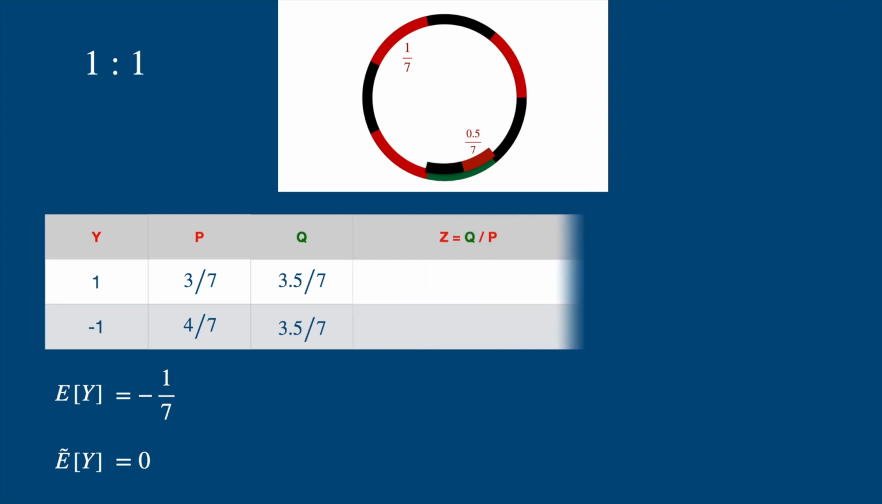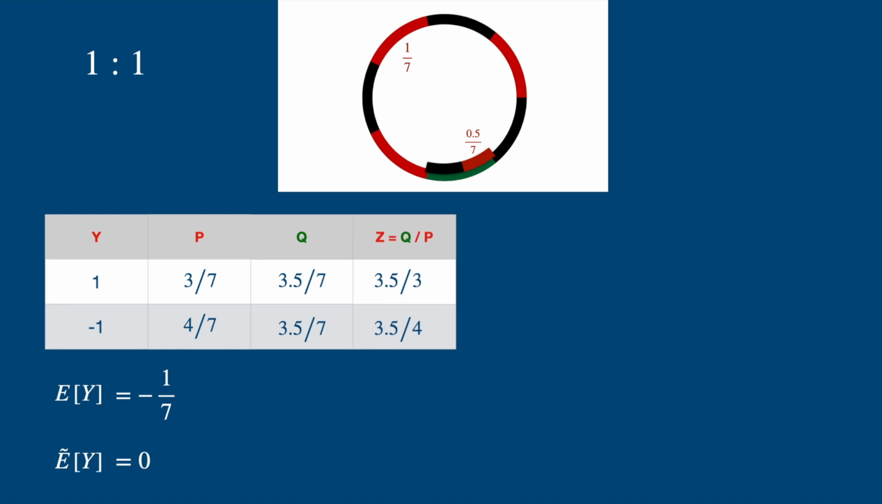So we just take Q and multiply it by the inverse of P. The 7's cancel and we get 3.5 divided by 3. Doing the same for the second row and cancelling 7's again, we get 3.5 divided by 4. So getting Z is easy peasy, but this Z is one of the most important things, the Radon-Nikodym derivative.